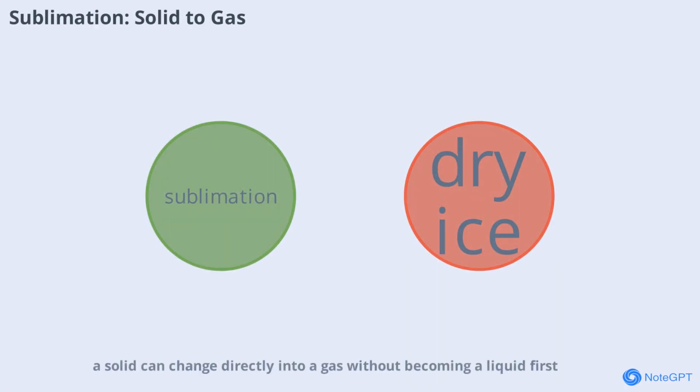Sometimes, a solid can change directly into a gas without becoming a liquid first. This is called sublimation. Dry ice is a great example. It turns straight from a solid into carbon dioxide gas. Sublimation is less common but very interesting.